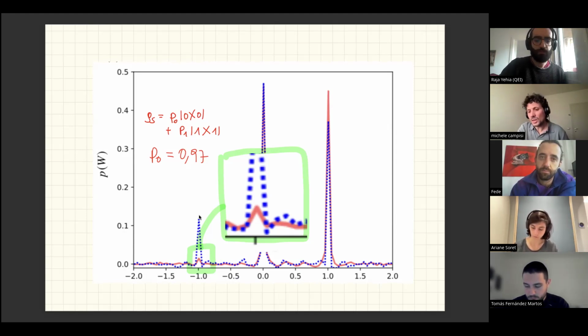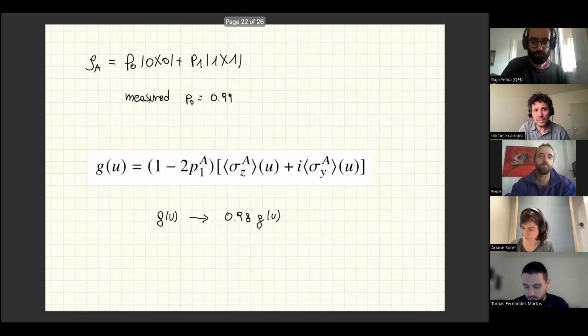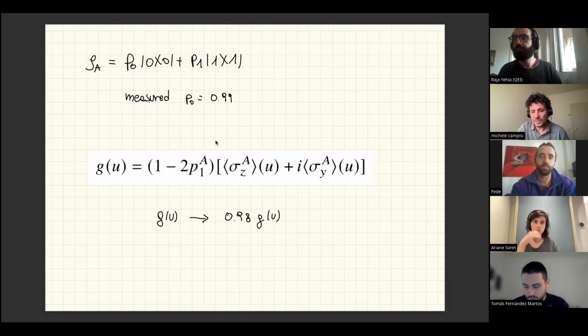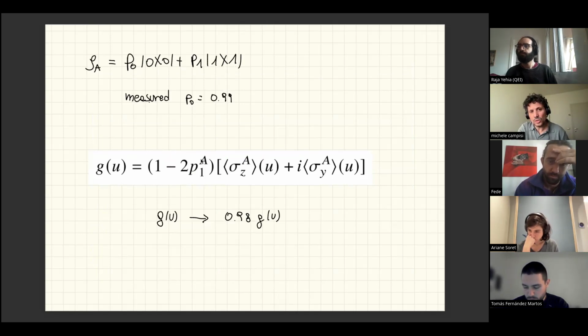So one might wonder, perhaps the ancilla was in the excited state with some probability. That is not going to have any impact on that third peak, because if the ancilla is in a mixture rather than in the ground state, then your G of U just gets an overall damping, 1 minus 2 times the probability of the ancilla being in the excited state, which in our case was 0.98. So this mixture would damp all three peaks, so it damps that peak rather than pushing it up. So this is not the problem.